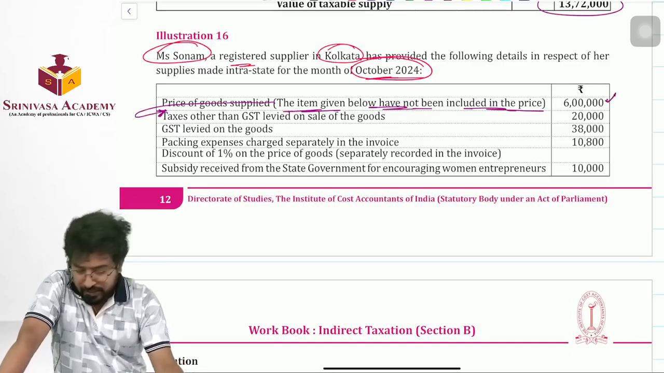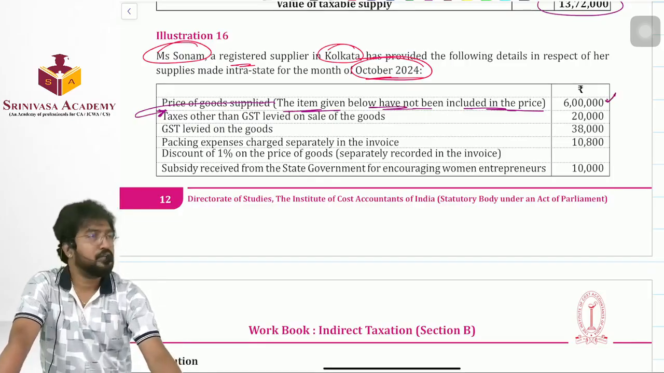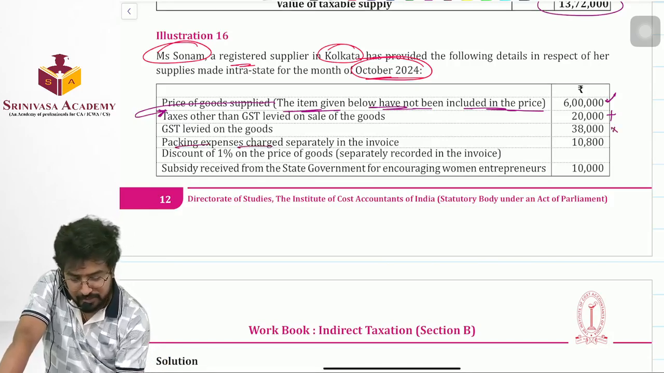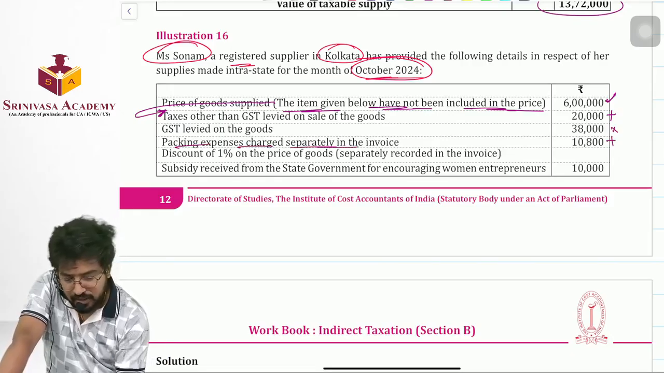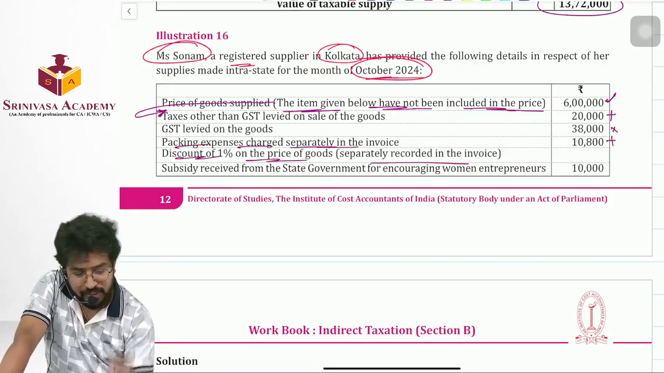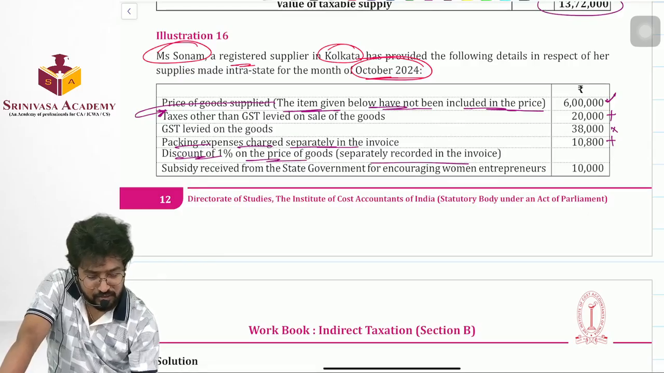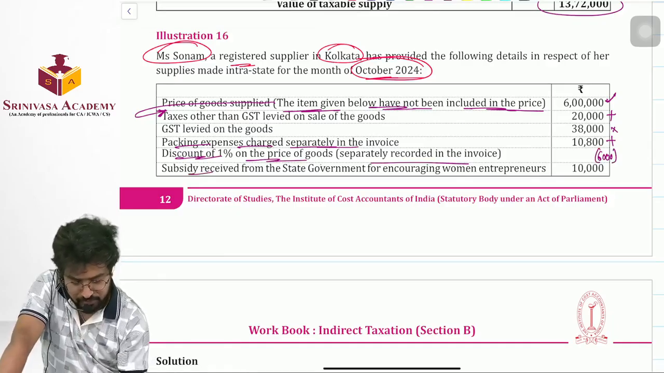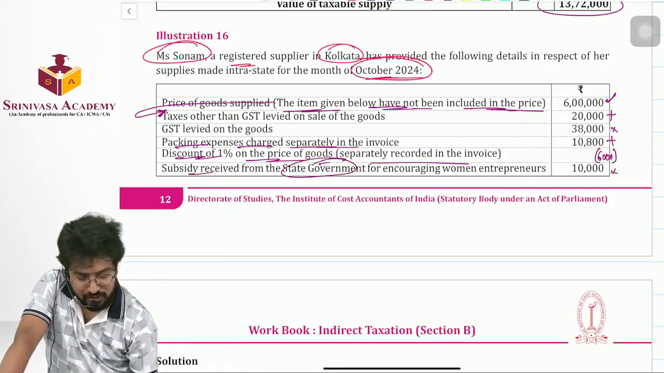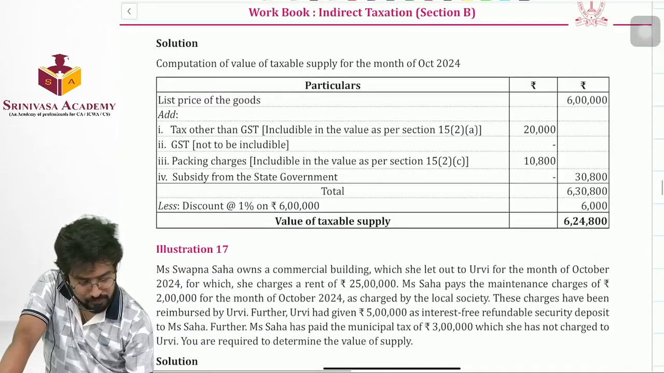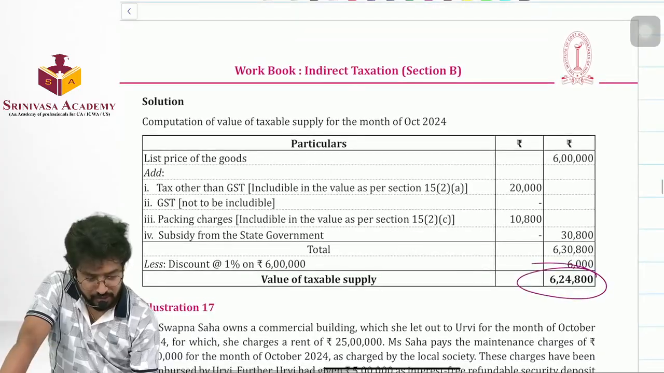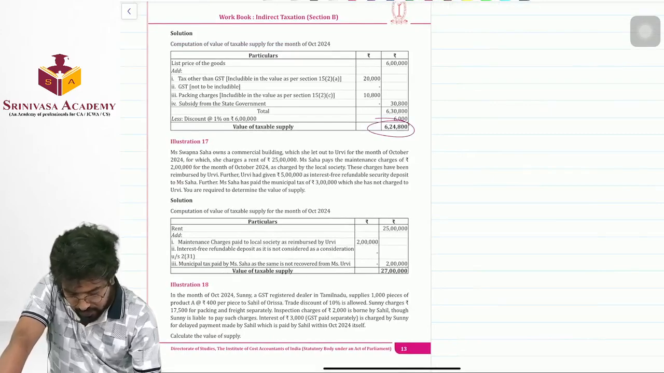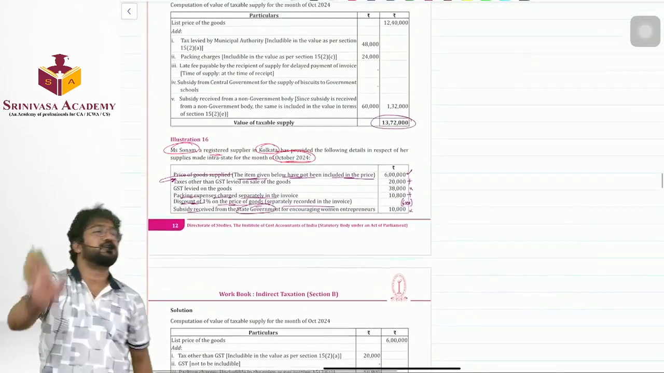So it is 6 lakhs. Next, taxes other than GST, add. Next, GST levied, ignore. Packing expenses charged separately, add. Discount 1% on the price of the goods separately recorded: 1% on 6 lakh is 6,000, minus 6,000. Next, subsidy received from state government. The moment you see state government, just ignore. So 6 lakh 24,800. Correct. Super. That's all. With this we are done with value of supply, section 15, subsections 1, 2 and 3.